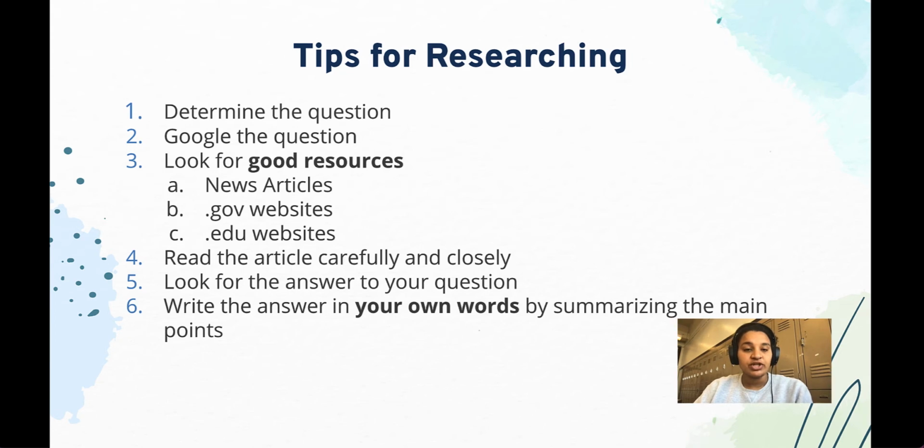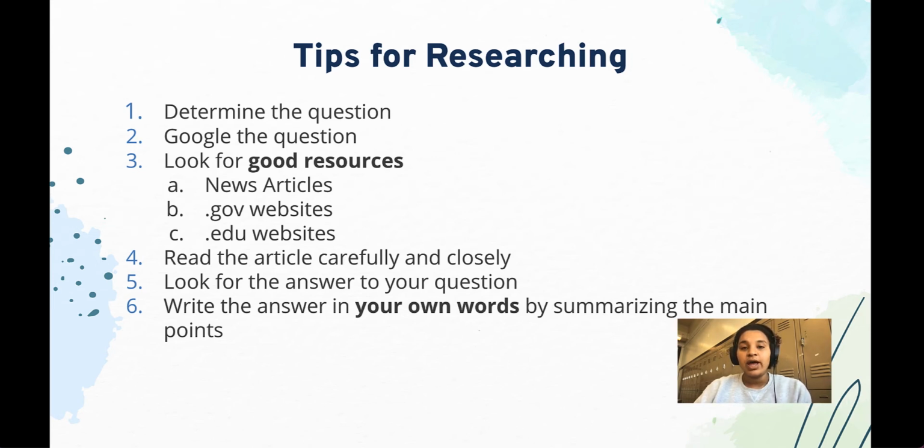Once you've determined your question, you're going to Google your question. Then you're going to look for good resources. Anyone who's used Google before knows that Google will give you millions and millions of results for any search that you make. But we want to make sure that we're looking for good resources. And what do I mean by good resources? We want to look for news articles, .gov websites, or .edu websites, especially when we're doing research for school.